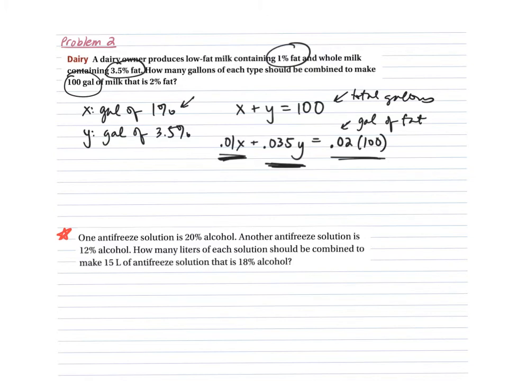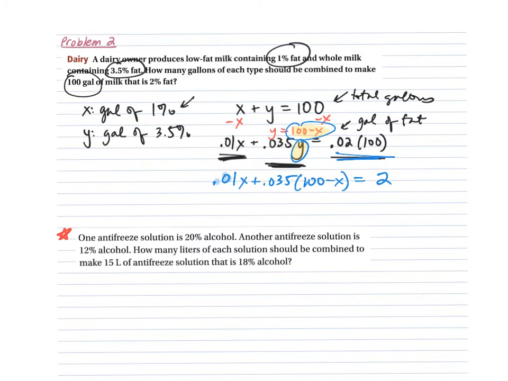So to use substitution, I'm just going to subtract X from both sides here. And then we get Y equals 100 minus X. And then I can just substitute that in for my Y here, replace that, and then solve. So let's rewrite it in blue. 0.01x plus 0.035, and now instead of Y, I'm going to substitute in this 100 minus X in parentheses. And that's going to equal this side, which is 0.02 times 100, which is just 2. 2 gallons of fat would be in 2% of 100.